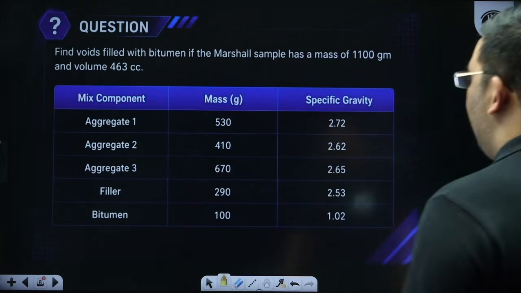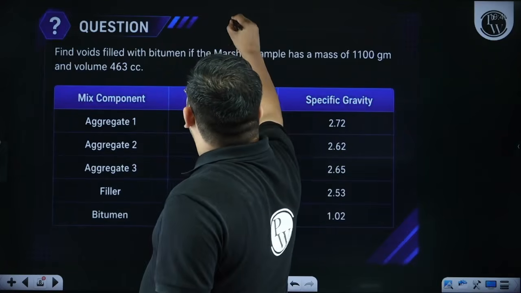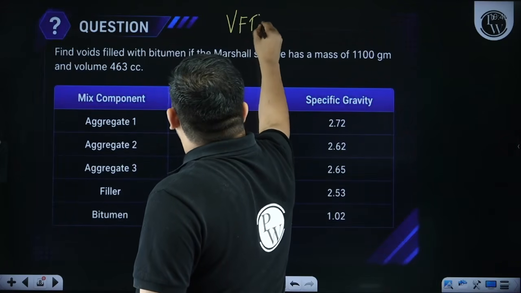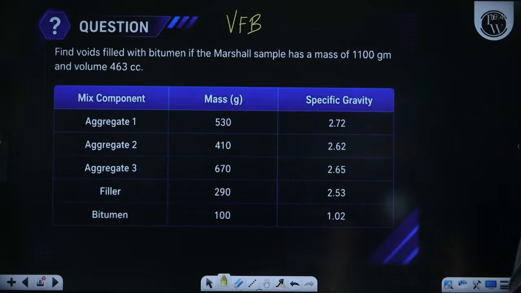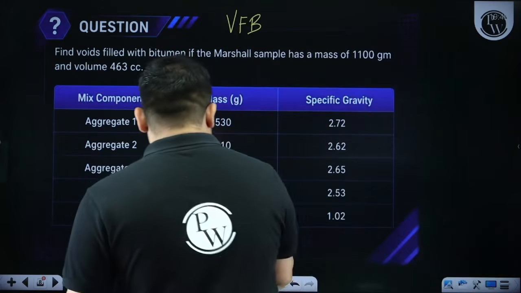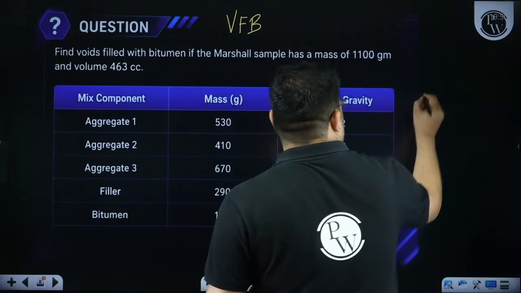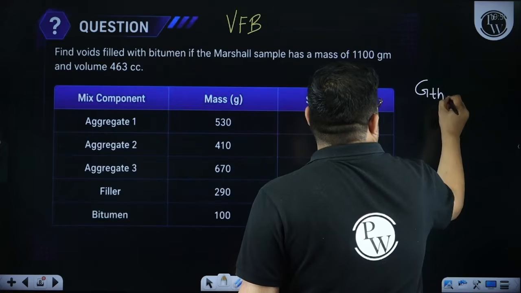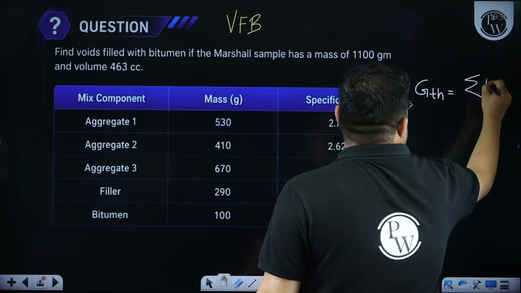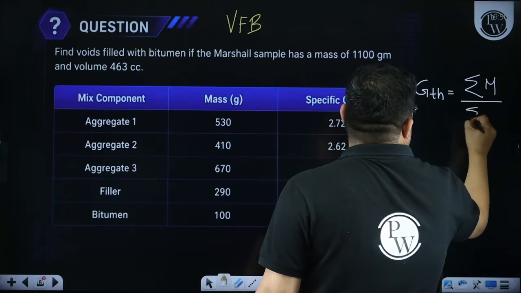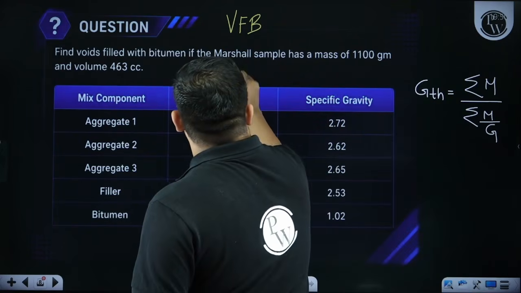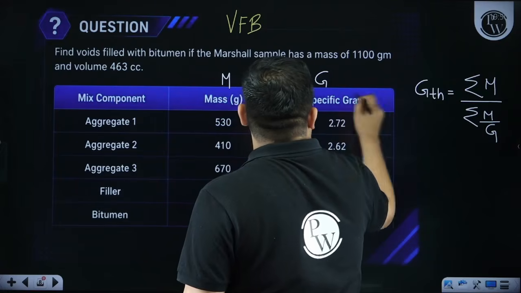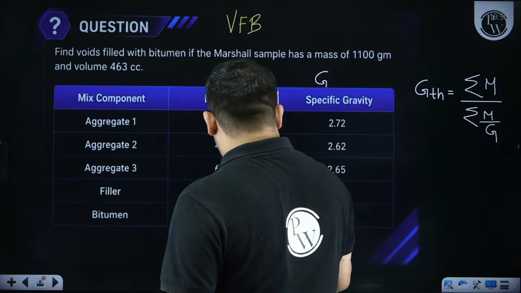From this we have to find out voids filled with bitumen, that is VFB. To find out VFB, I need many things. Let us find all of them one by one. First of all you have to find out the G theoretical, or the maximum theoretical specific gravity. How do we get this? We'll take the summation of mass divided by summation of mass by G. Now see, this is mass, this is G. I can have a column of mass by G also.